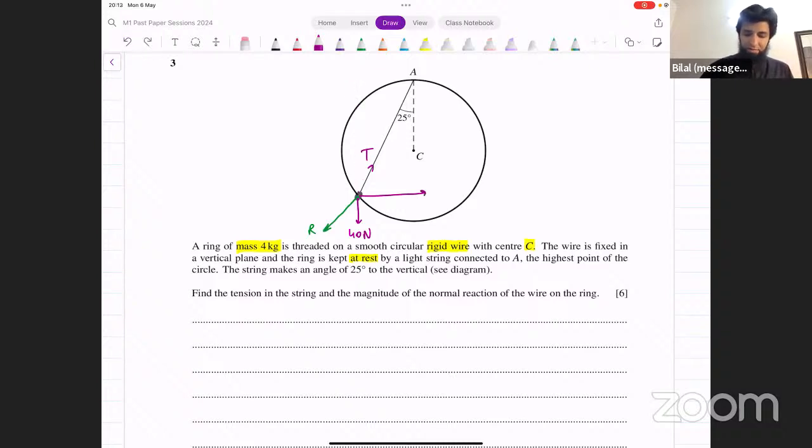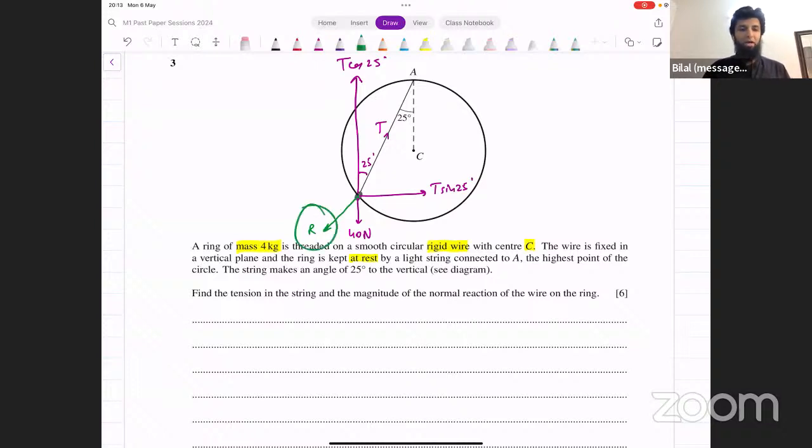Now, can we find some angles for that? If this angle is 25 degrees, can we say anything about this angle here? This is an alternate angle. This is also going to be 25 degrees, right? Because these are alternate angles. If this is 25 degrees, can we find this component now? This is T cos 25. And the other component is going to be T sine 25. These are the two components that we've got for the tension.